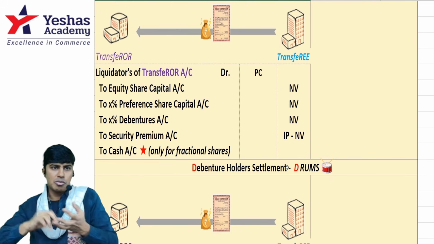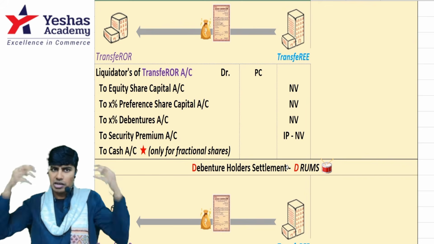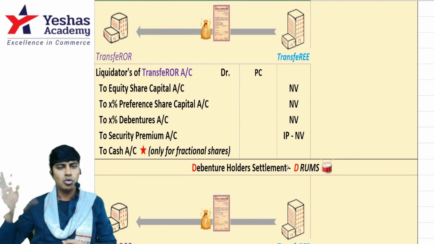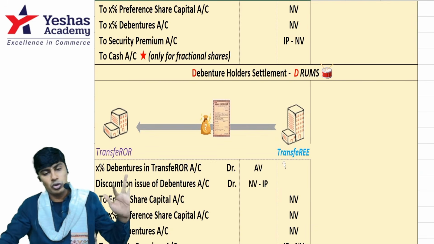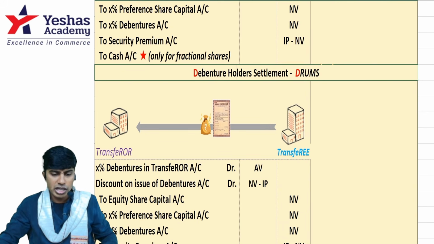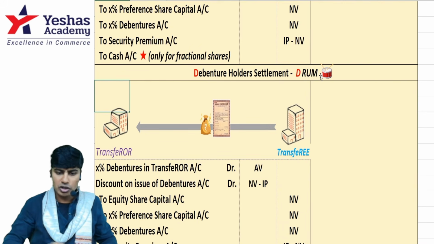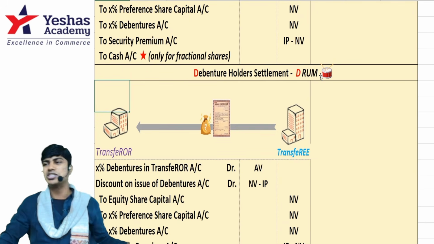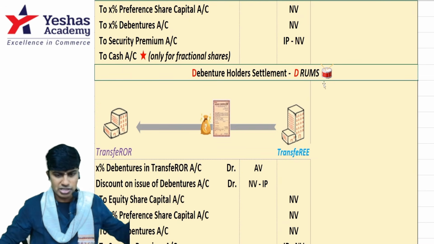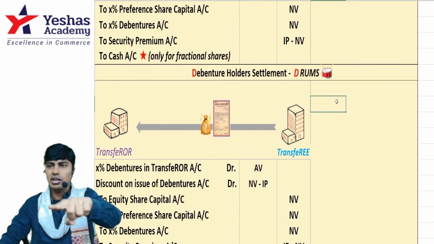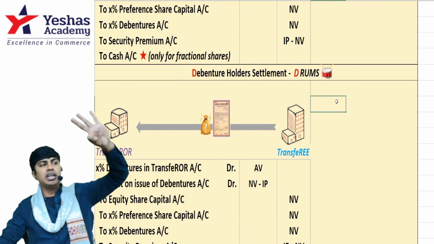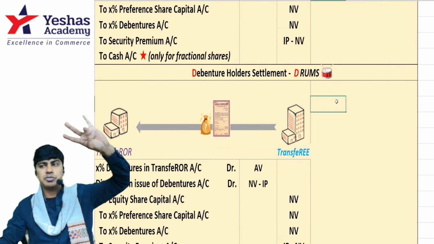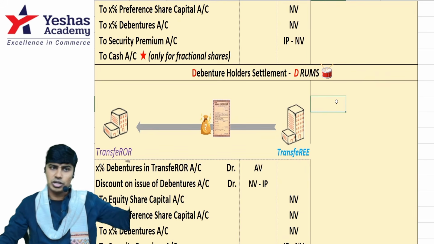So we've received the box, we've unboxed it, we've taken assets and liabilities, we've also paid the liquidator. Once he goes, we'll do DRUM only. S won't come. We'll do only DRUM. S will not come. Why? Statutory reserve is anyway taken over already. You remember, in merger only DRUM: D debenture, R realization expense, U unrealized profit, M mutual indebtedness.